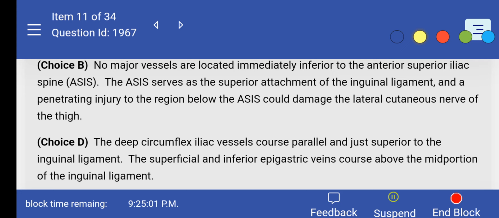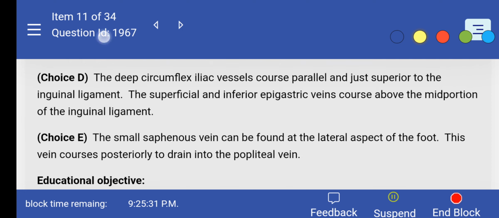A penetrating injury to the region below the ASIS could damage the lateral cutaneous nerve of thigh. This is important. We would damage the lateral cutaneous nerve of thigh if we injure the region below the anterior superior iliac spine, right? Why not option D?